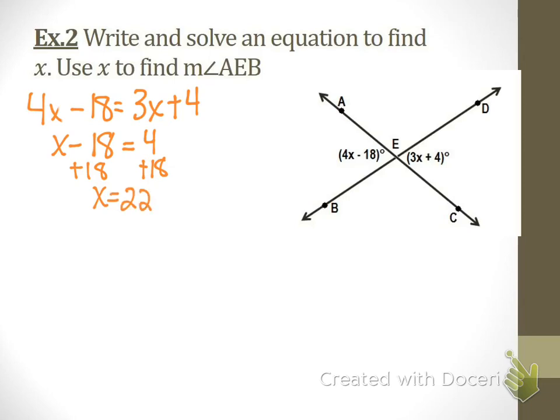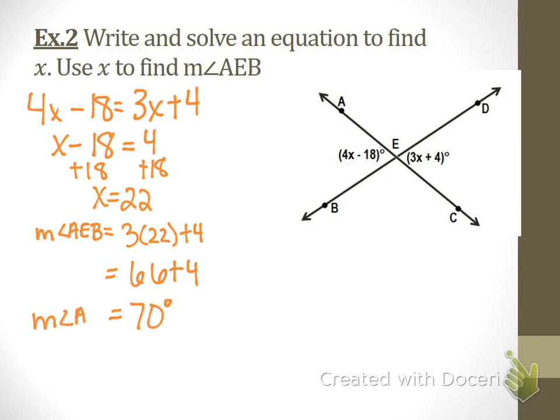Now, when they ask us to find the measure of angle AEB using x, is it going to matter which one I plug it into? No, because they are equal or congruent. So which one do you want to use? Okay, I heard 3x plus 4 first. So even though they asked for AEB, we're using the other one because we know they're the same, so it doesn't matter. 3 times 22 plus 4 is 70 degrees, so the measure of angle AEB is 70 degrees.